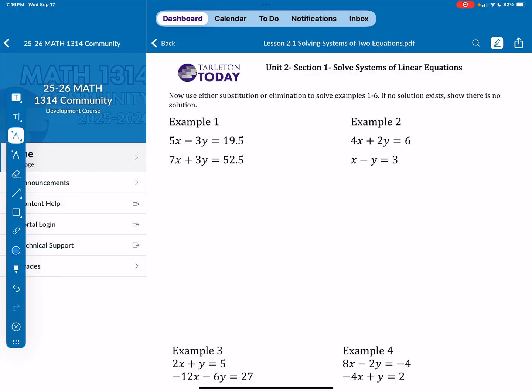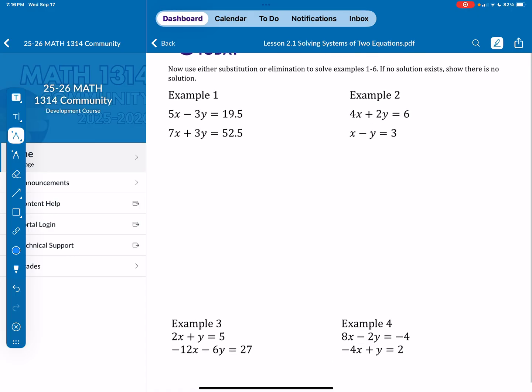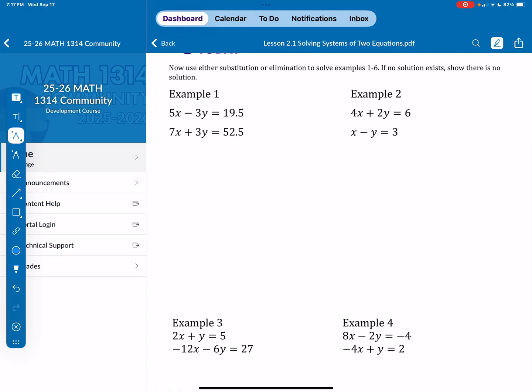Okay, now I am going to let you work these, but I am going to go ahead and write the answers down here for you, so that way when you do have them, you can go back and check them. But you work these on your own.